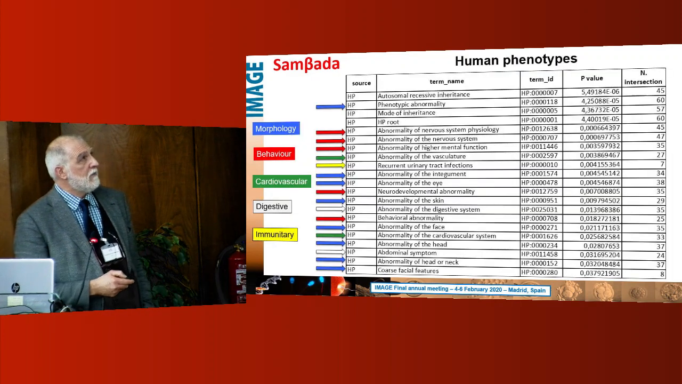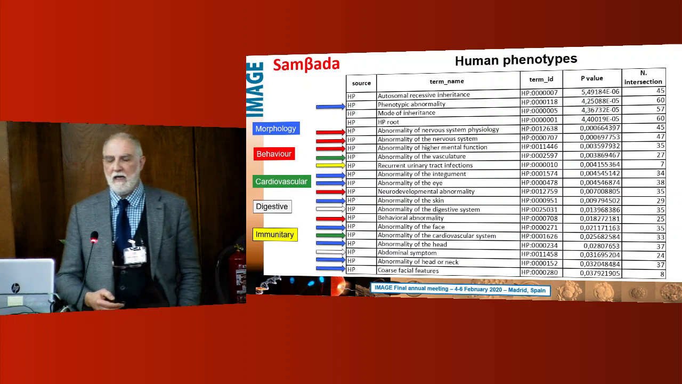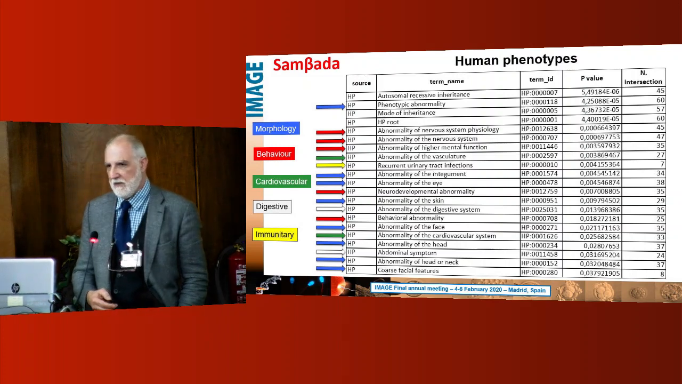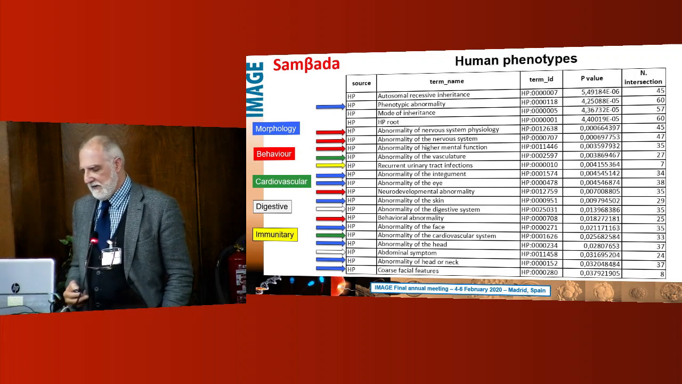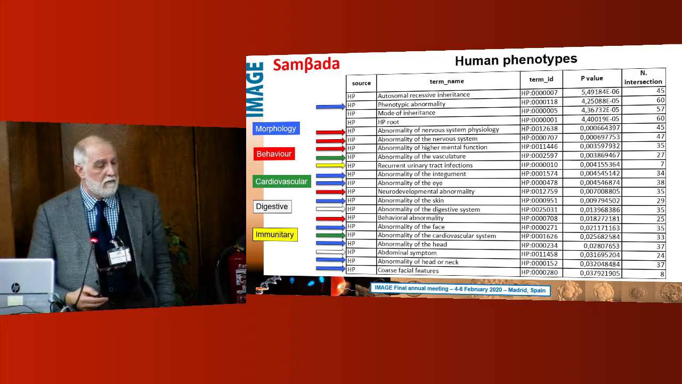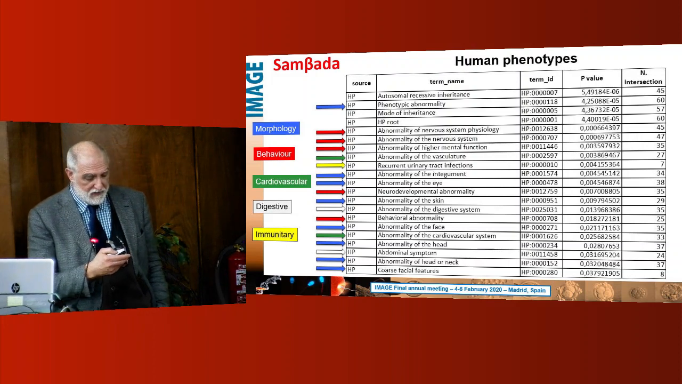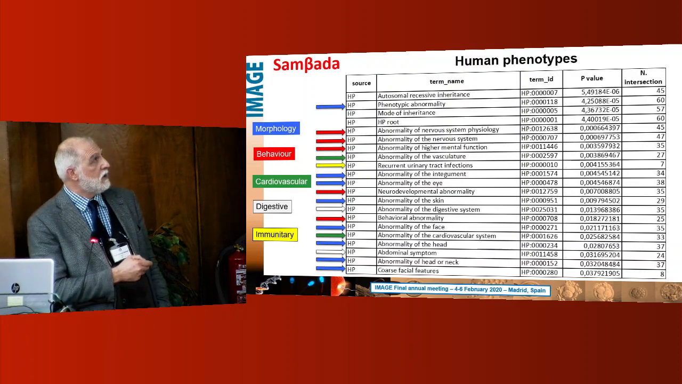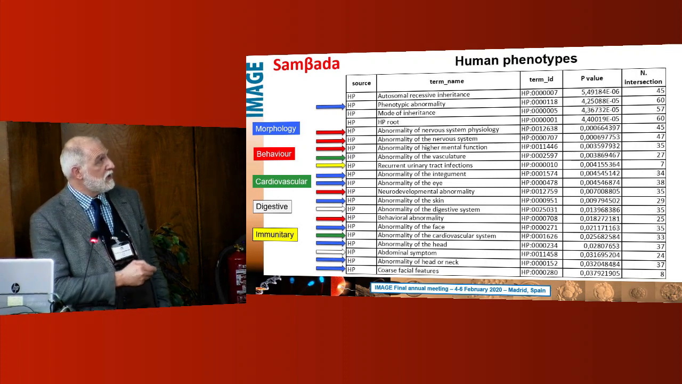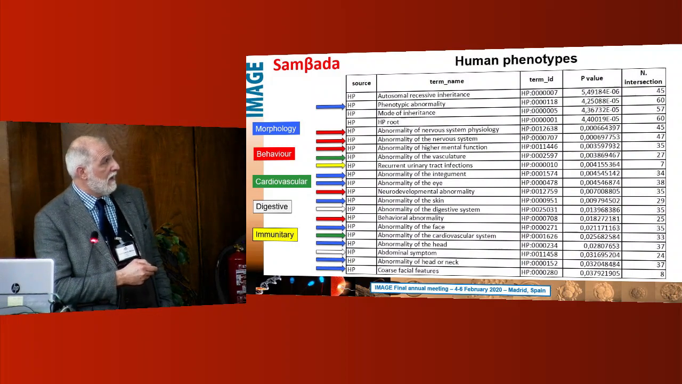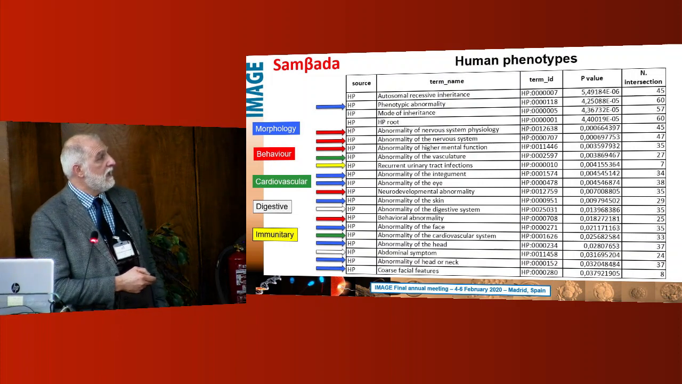And it is interesting because g:Profiler is also giving a link to human phenotypes. This means that, of course, these are clinical phenotypes, so some abnormalities. But it is interesting to see that there is a classification: there is morphology, there is behavior, so in the brain, cardiovascular, so the heart and the cardiovascular system, the digestive system, and some in the immune system.